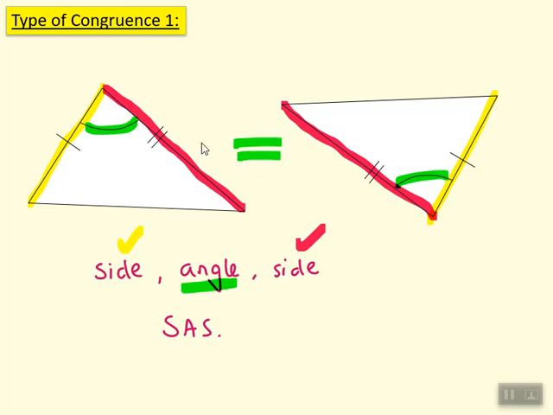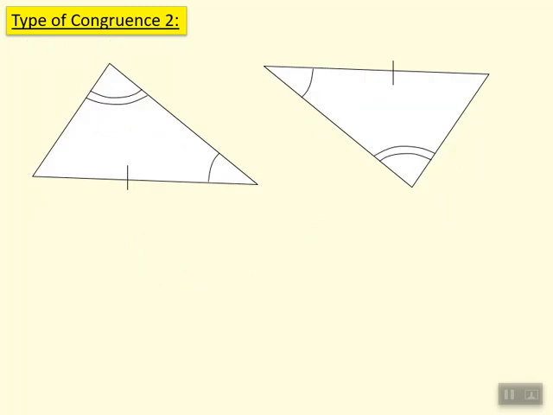And you don't need to do any trig to prove it or any other calculations at all. If you have that scenario, they've got to be the same triangle. Okay, that's rule number 1. Or sorry, type of congruence number 1. Okay, let's look at number 2. Okay, type of congruence number 2.